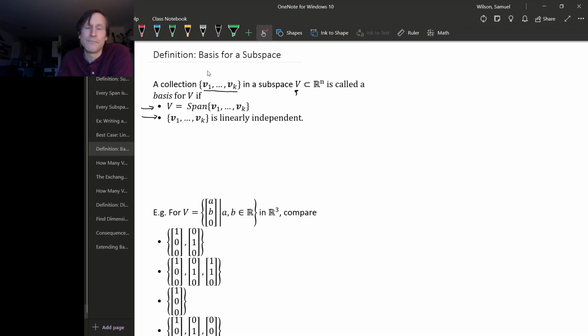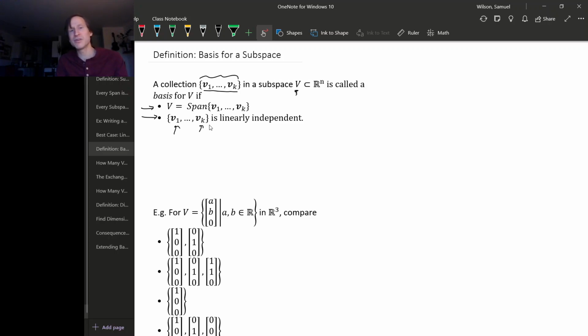So this collection of vectors not only spans the space, but it spans it in the most efficient way possible. Because these vectors are all linearly independent, if you removed one of these vectors from this spanning subset, it would no longer span the same space. So let's look at some examples of a basis.